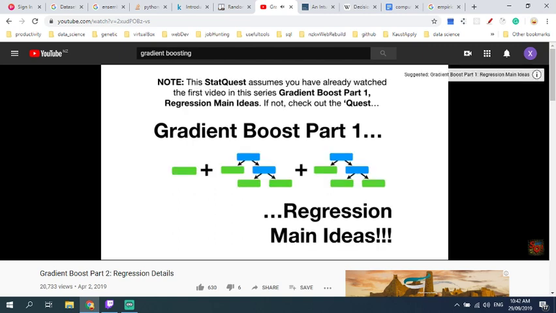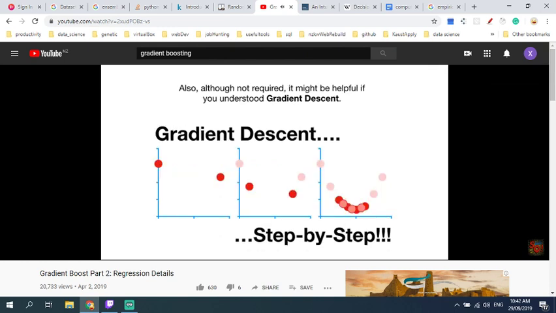Note, this StatQuest assumes you have already watched the first video in this series, Gradient Boost Part 1, Regression Main Ideas. If not, check out the quest. Also, although not required, it might be helpful if you understand gradient descent. So check out that quest if you haven't already.